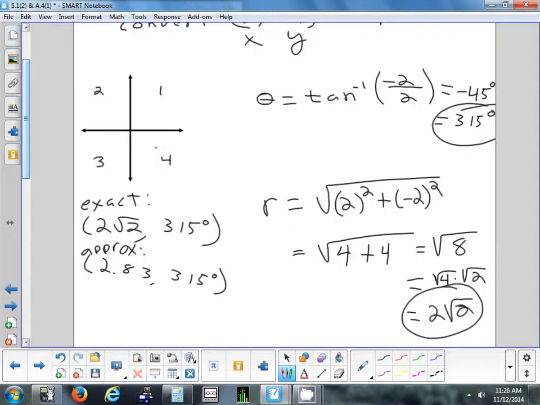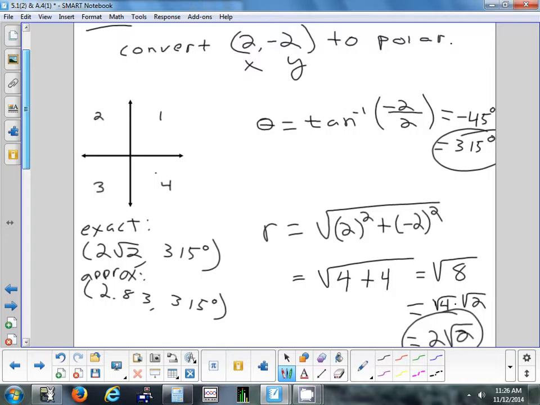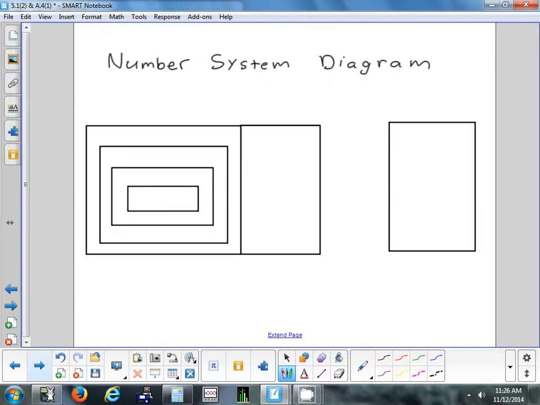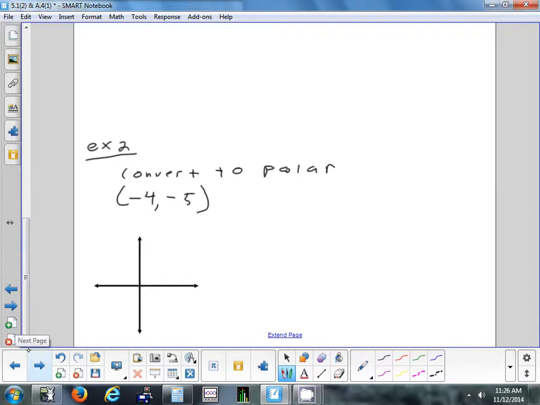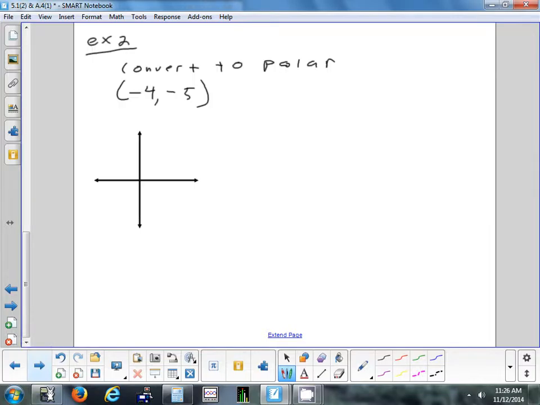Okay, any question on that? So that's how you convert a point from rectangular to polar if it's in quadrants 1 or 4. Let's try one in quadrants either 2 or 3. Which quadrant is that point going to be in? -4, -5? Yep, that's in 3. Left 4, down 5, somewhere in quadrant 3.